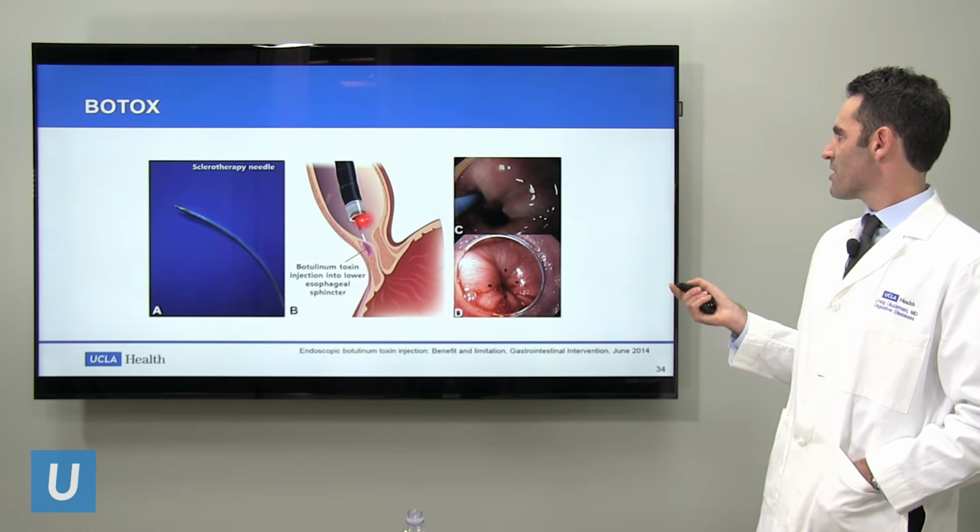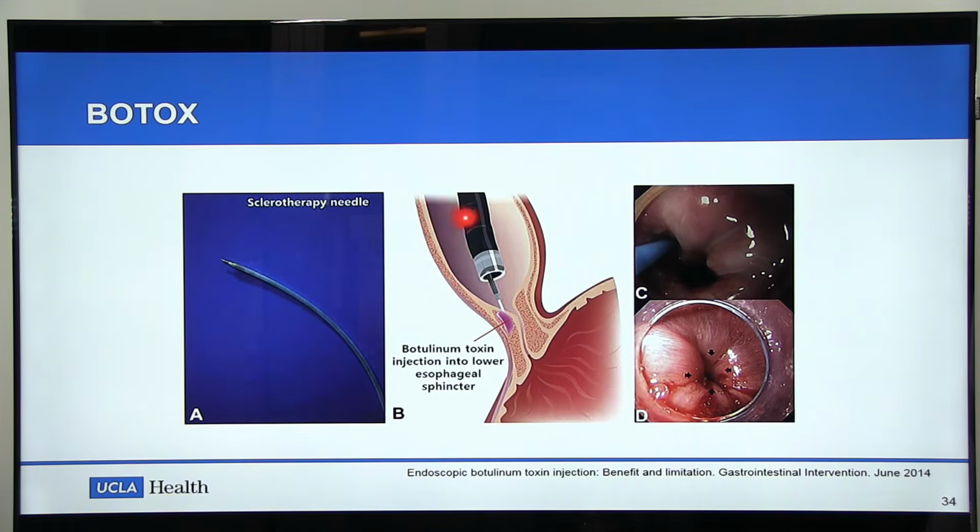This is how we do BOTOX endoscopically. The catheter goes down the needle. We inject BOTOX in the lower esophageal sphincter. We know that BOTOX relaxes the muscle, and this can relieve the dysphagia, albeit sometimes temporarily.